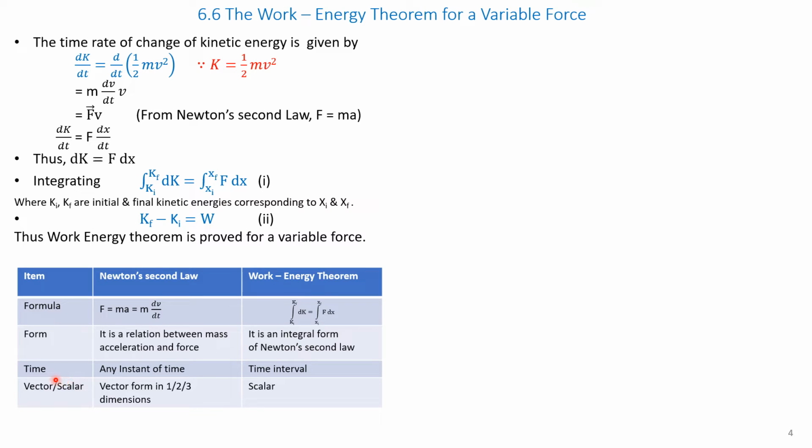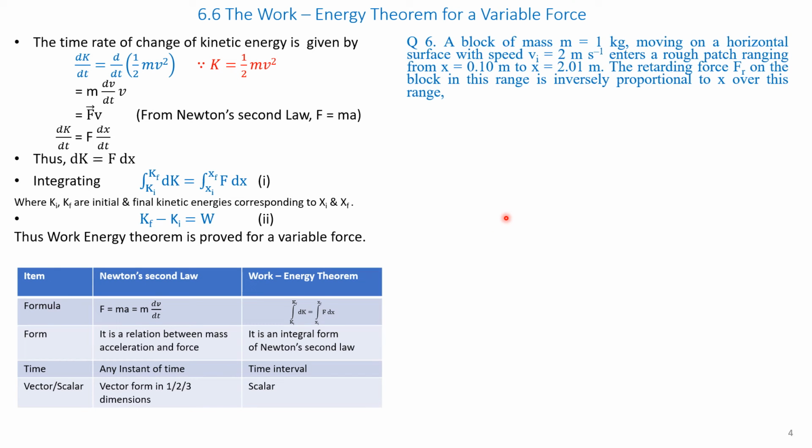The time period applicable for Newton's second law is instantaneous time, whereas the work energy theorem is for the time interval between initial and final position. Also, Newton's second law can be written in a vector form of 1, 2 or 3 dimensions, whereas the work energy theorem is a scalar quantity. Let us solve a numerical example.